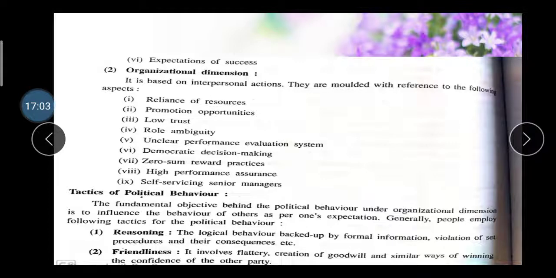Then expectation of success. After this, the second dimension is the organization dimension. In this dimension, there has to be a viewpoint regarding the organizational side, based on interpersonal action, so they have to be considered the reference for the following aspects. First one is reliance on the resources. Whatever the resources, they have to be considered for the organization.